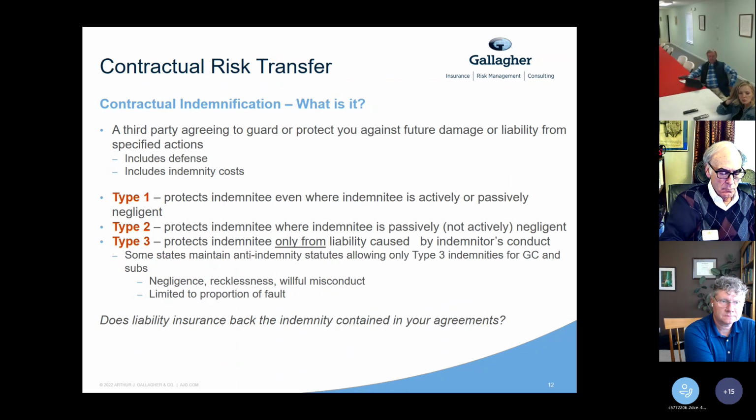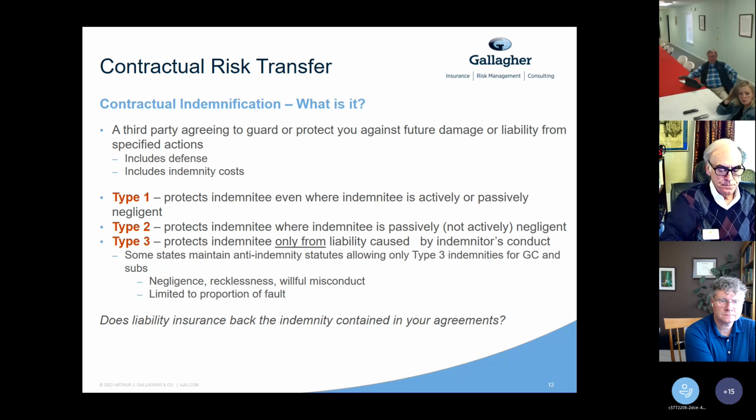So shifting gears a little bit in the contract, away from insurance to the actual risk transfer piece, specifically the contractual indemnification. In construction, there's 3 main types of indemnification clauses. Type 1 protects the indemnitee, that would be you, the owner, even if you're actively or passively negligent. So even if your negligence contributes to the loss, in this type 1 form, the contractor would still be required to indemnify you.